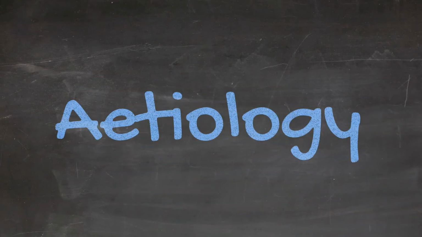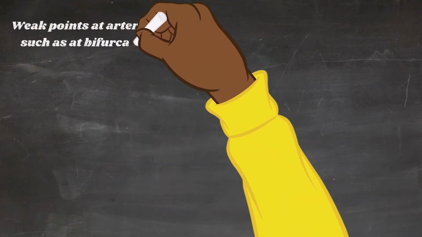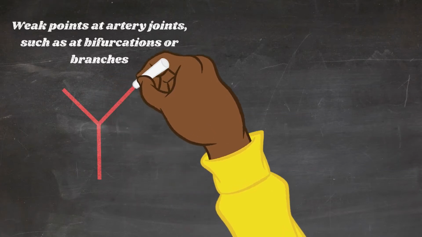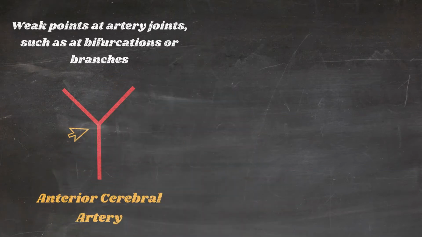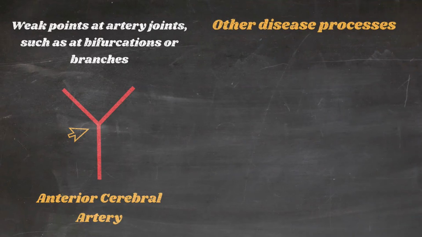Etiology. Most cerebral aneurysms occur at the weak points at artery joints, such as at bifurcations or branches, and the most commonly affected artery is the anterior cerebral artery. Most cerebral aneurysms are secondary to another disease process.